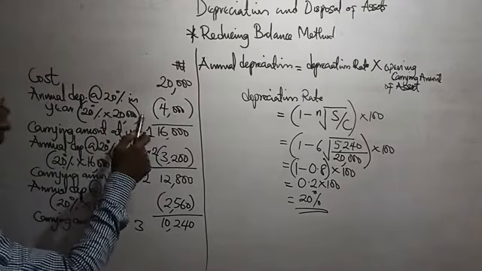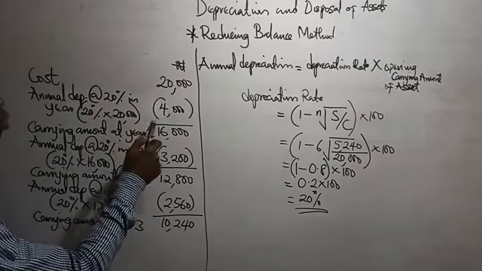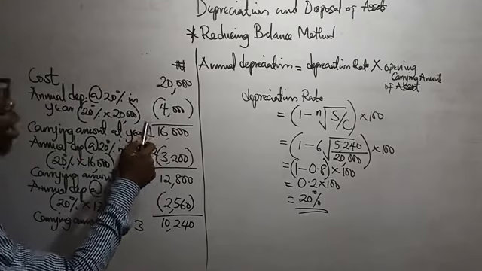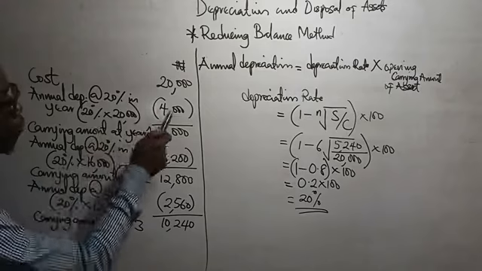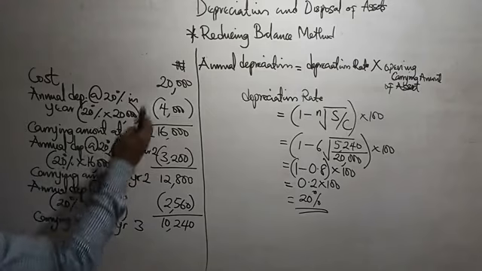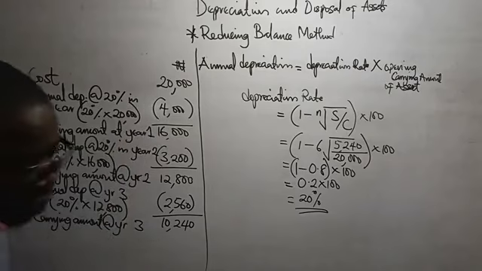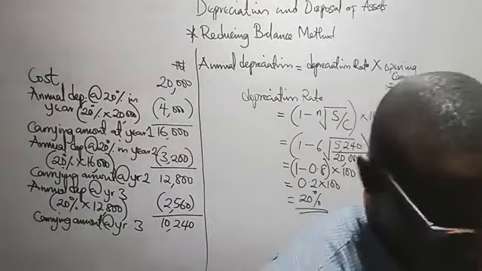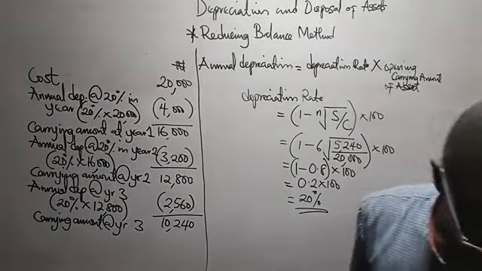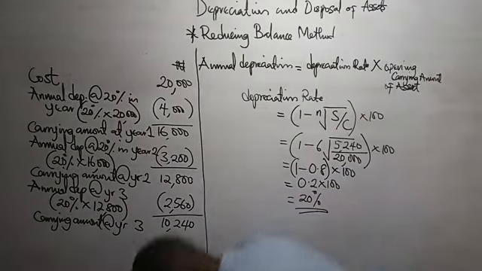What's the annual depreciation in year 1? It is 4,000. Can you see? Does any of the years match year 1? No. So that means as the value of the asset is reducing, the depreciation will also be reducing.